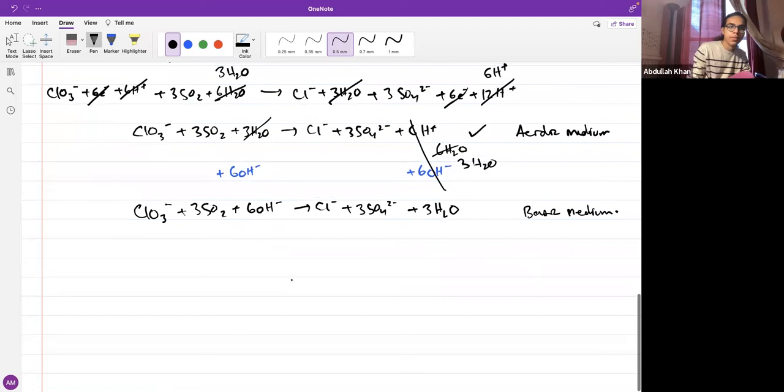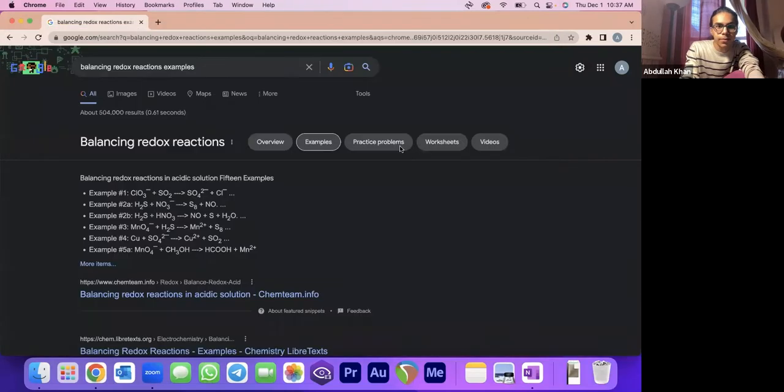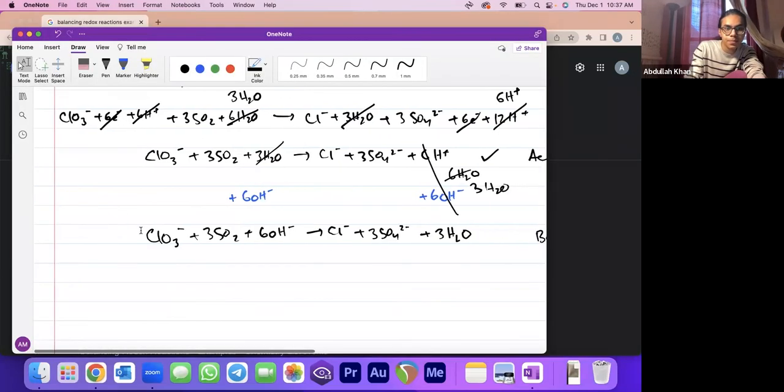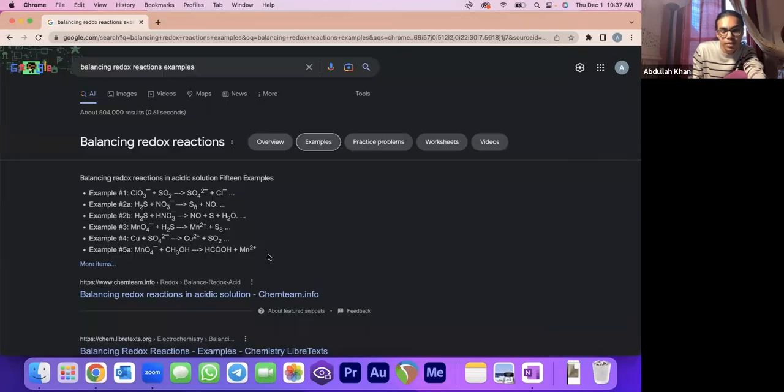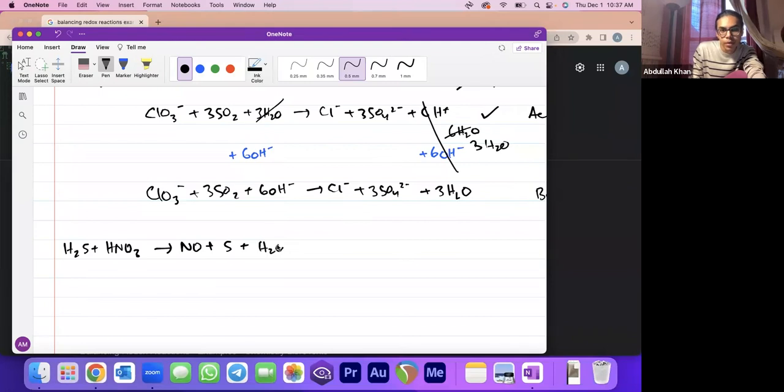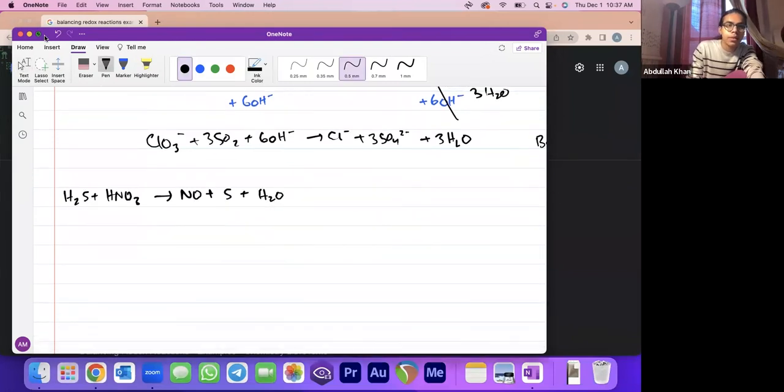Okay, one more example, and we'll speed through this. Let me see if I can find a really complicated looking one. Oh, this is nice. H2S, HNO3 gives NO plus S plus H2O. Okay. Let's run through this one.